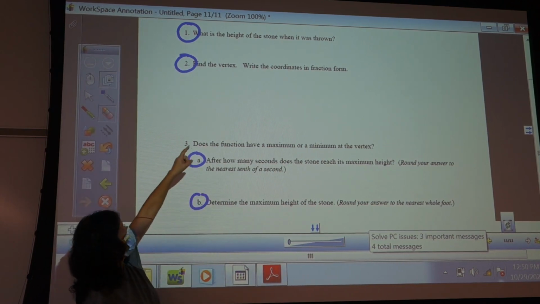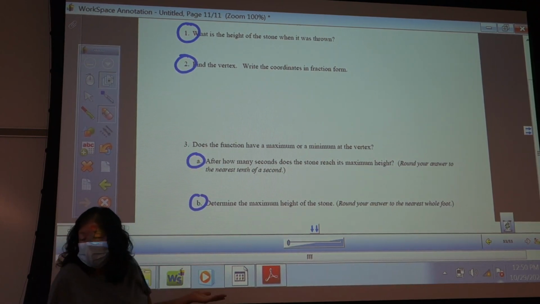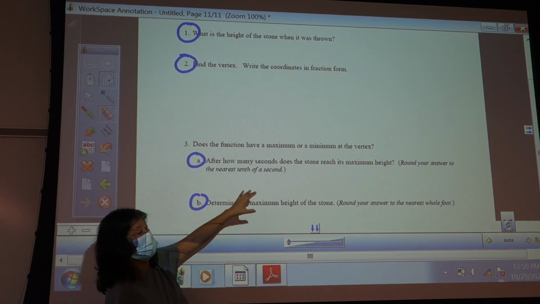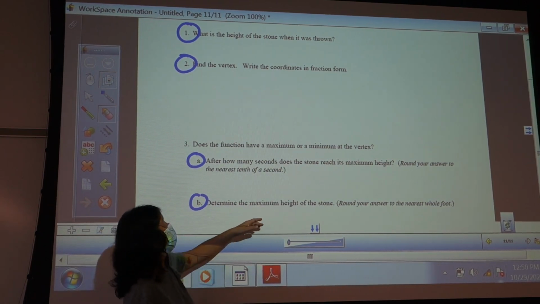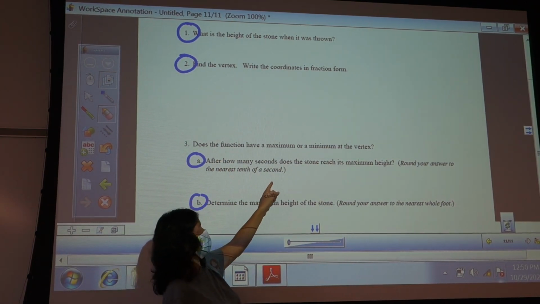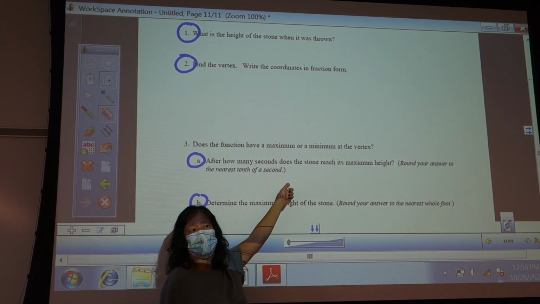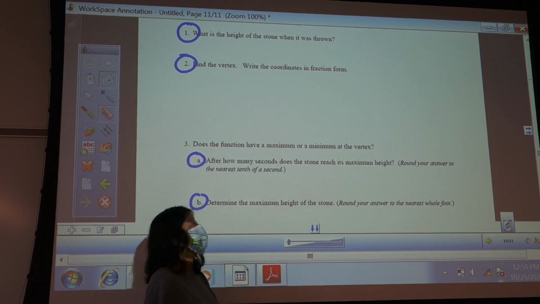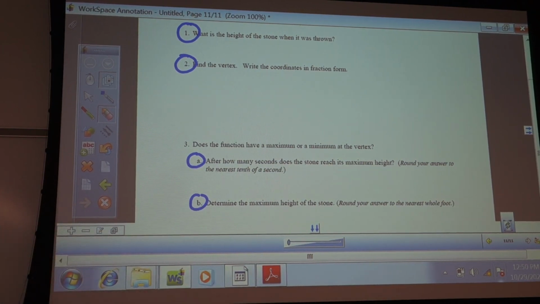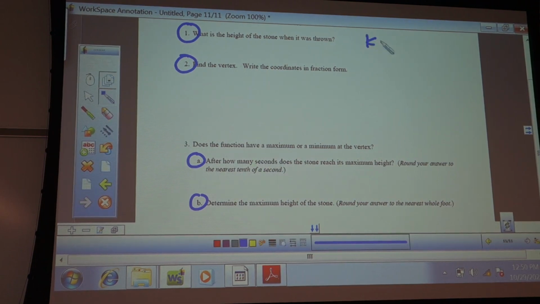Right. So I expect you to find the vertex. I expect you to be able to interpret the vertex. The vertex means that it reached a maximum height of 214 feet at 0.94 seconds. Know this for the exam.